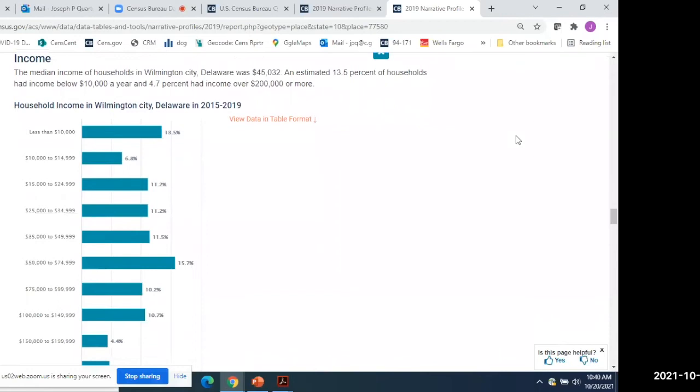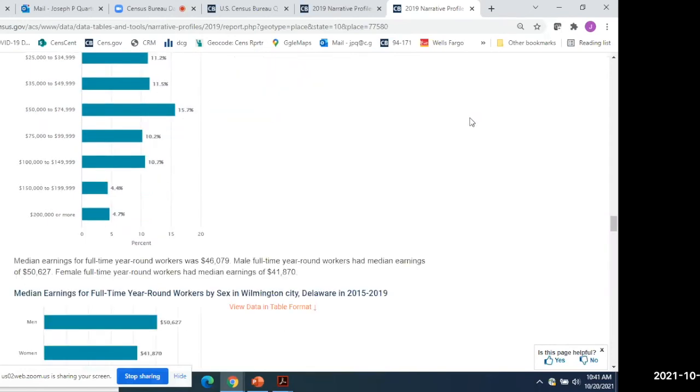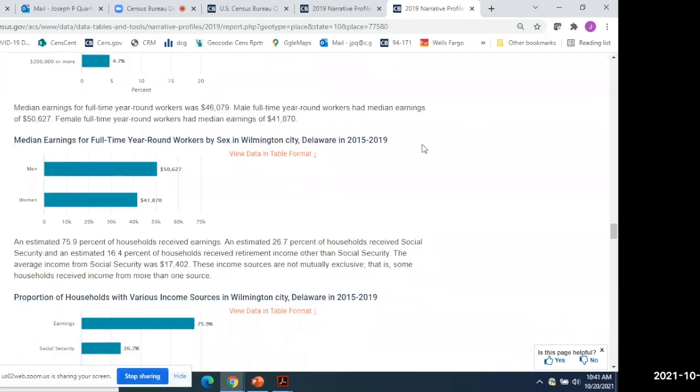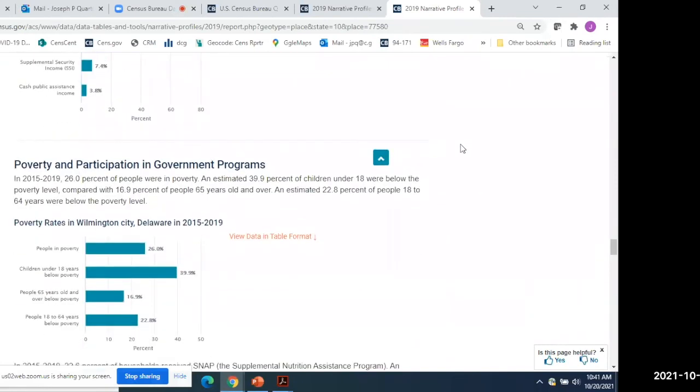The median household income. And by the way, if it has this here, you can get the same data in a table format if you want it. So if you wanted to have the data in a table format, you just click there and you can get it very easily. Median earnings for full-time workers and other information as well.